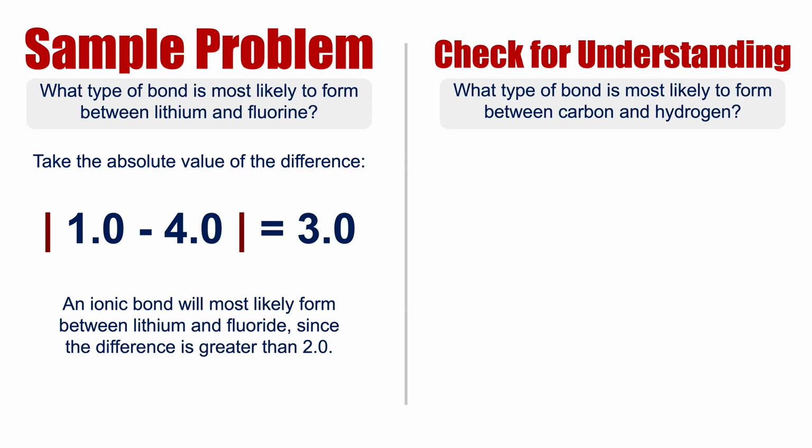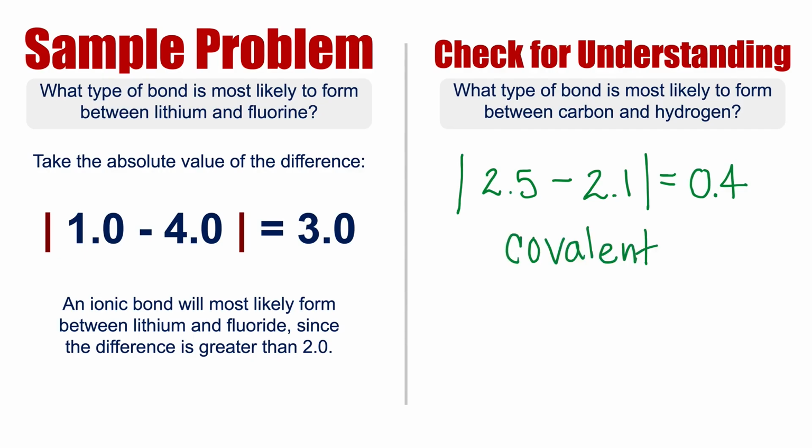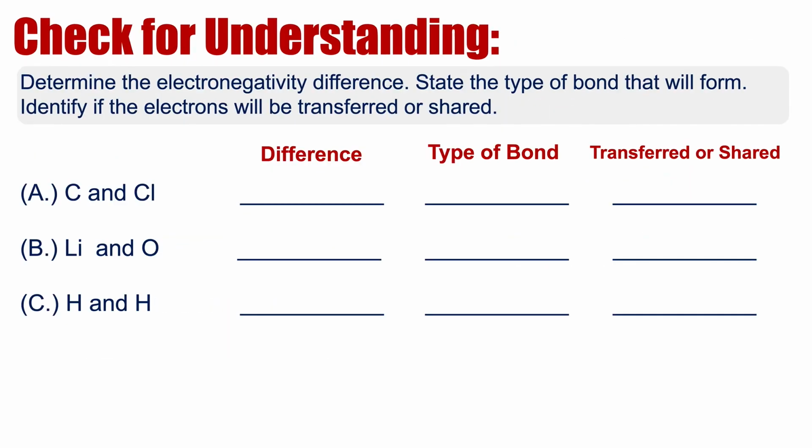What I want you to do is try the check for understanding problem. What type of bond is most likely to form between carbon and hydrogen? That difference is going to be 0.4, so that's most likely going to be a covalent bond where electrons are going to be shared back and forth between those two elements. All right, so you can go through and solve this slide. Find the absolute value difference for the electronegativity values of those two elements, what type of bond is most likely to form, and whether that means the electrons are being transferred or shared. So that first difference is 0.5.